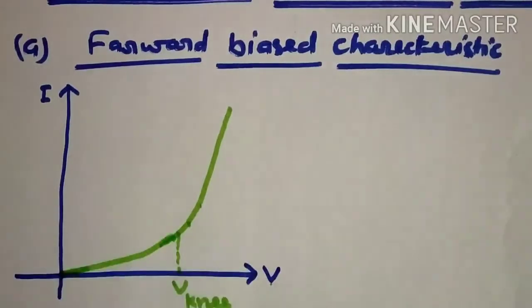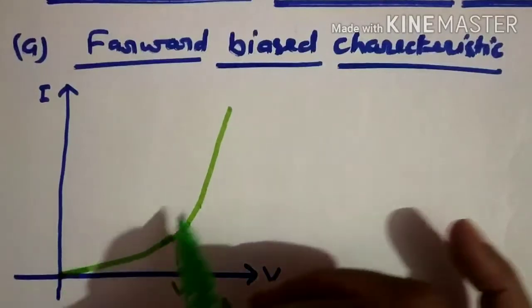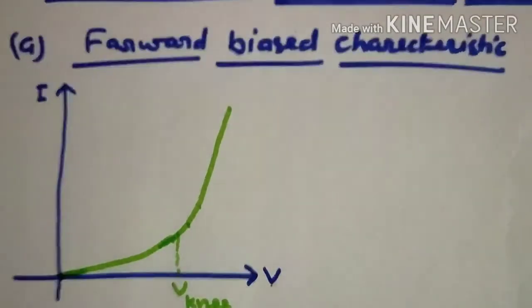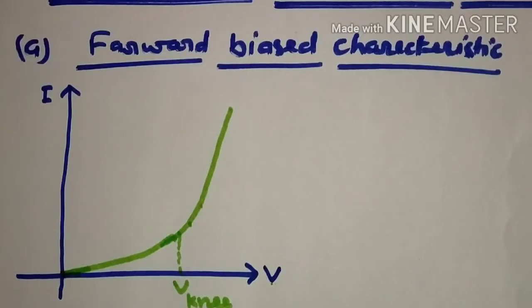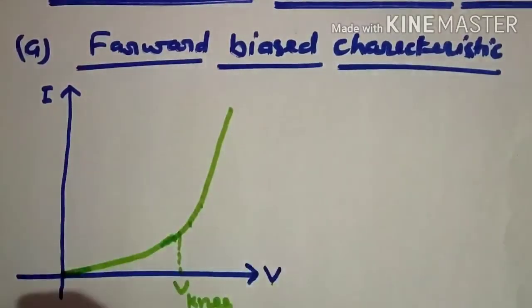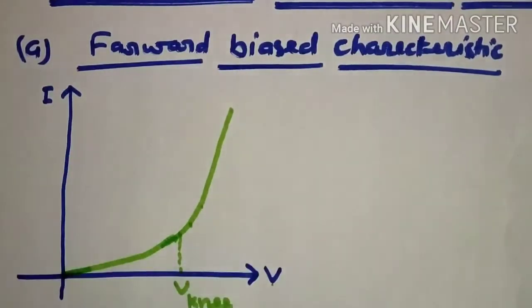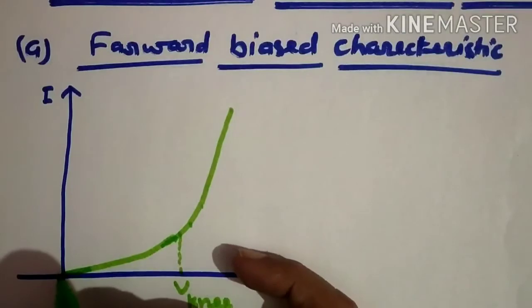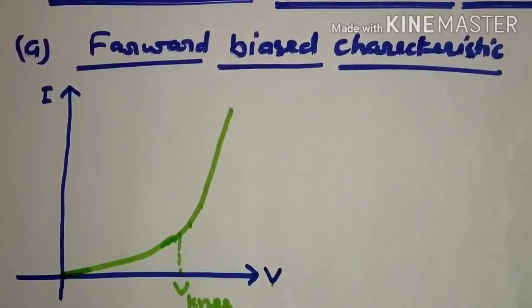So what we observe here, when we increase the forward biasing voltage, the current in the diode increases but not uniformly. That means the diode in forward bias does not follow Ohm's law. Because had it been following Ohm's law, any change in the current and voltage would be in the same ratio and the graph would be a straight line. But it is not so.